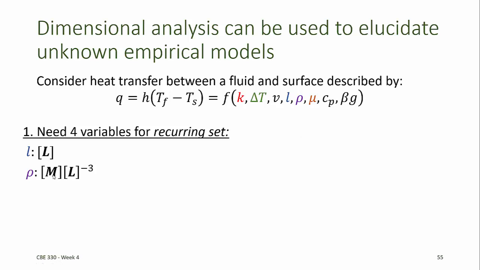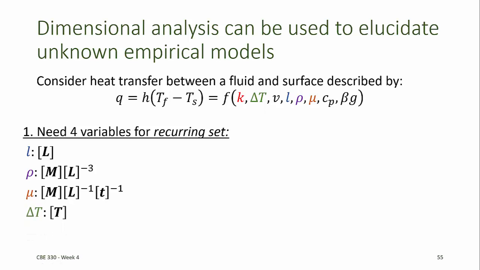Next, let's introduce the time dimension. Again, we don't have a variable representing time, but we have several variables that contain mass, length, and time. Here, we'll choose the viscosity. That introduces the time dimension without introducing any other dimensions. Finally, we need to introduce the temperature dimension. It's easiest to select delta T to introduce the temperature dimension because delta T is temperature.